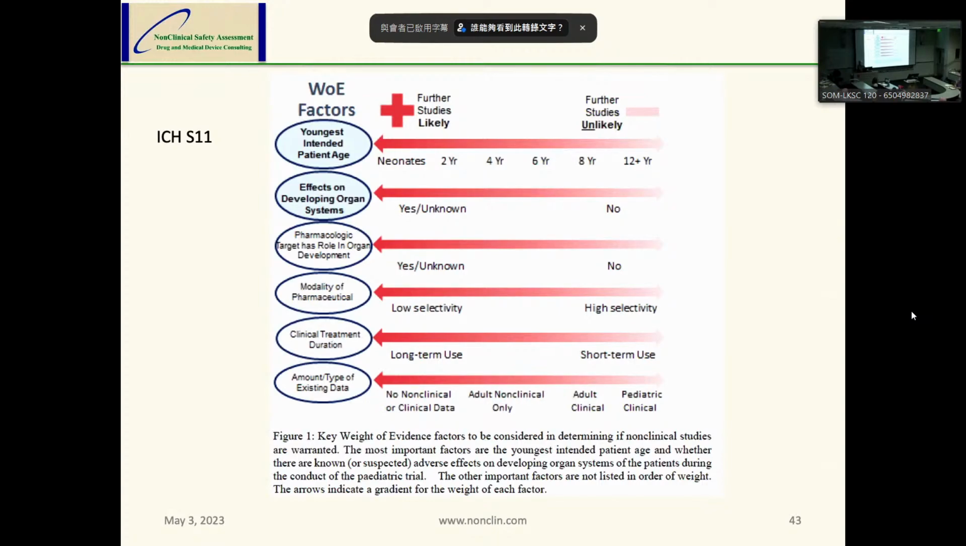If you have data in adults and you've slowly stepped yourself down through the ages into younger and younger patients, you have an appreciation already of what the expectations are in terms of safety, and so the path is a little less cumbersome, really.